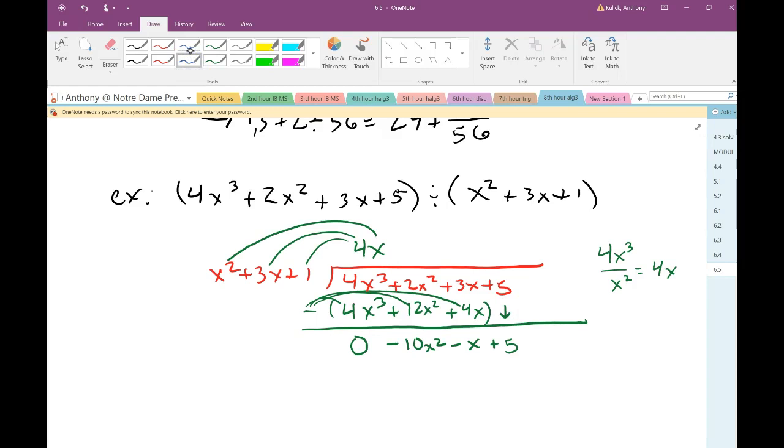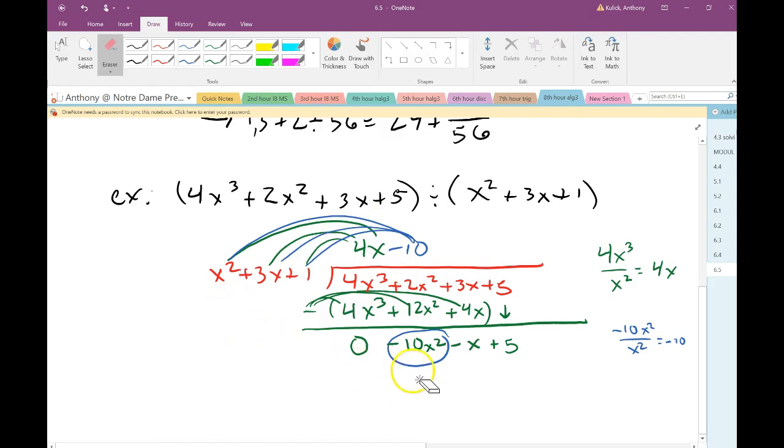Now I'm going to repeat the process and ask myself, what times x squared gives me negative 10x squared? Just like before, I'm going to write my little note on the side to show you what I'm doing in my head. But to answer that question, I'm taking negative 10x squared and dividing it by x squared to get negative 10. And then I multiply that to all of the pieces. When I do that, I get negative 10x squared minus 30x minus 10, and then we subtract down.